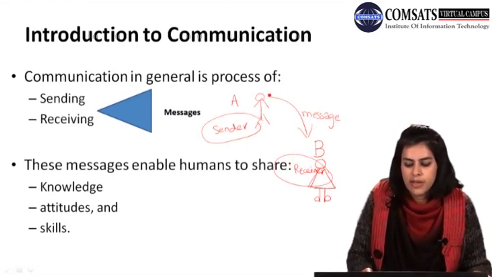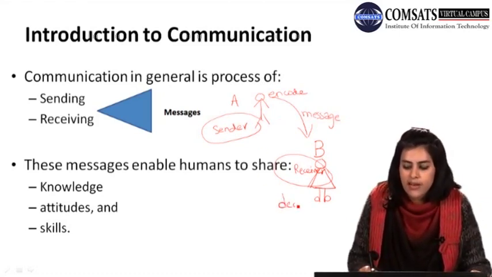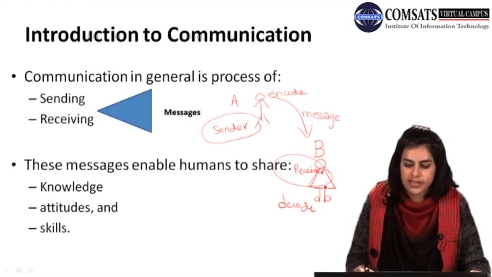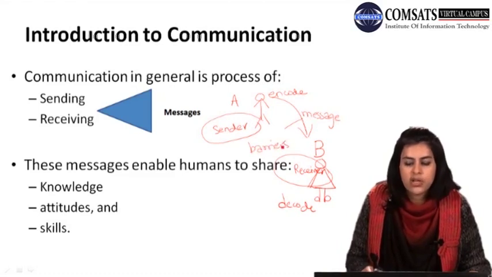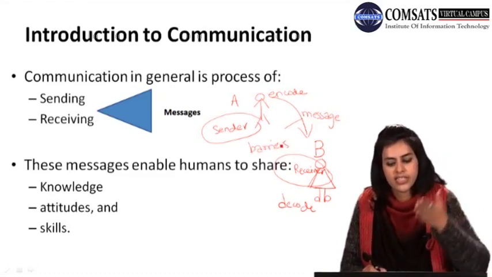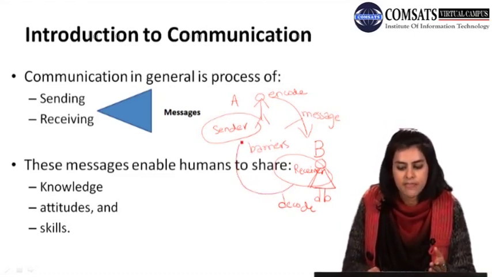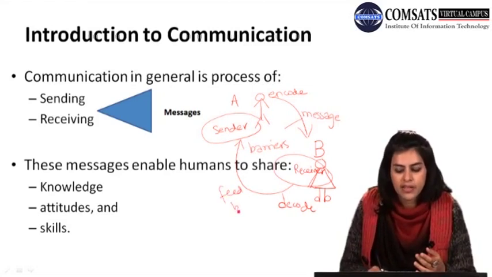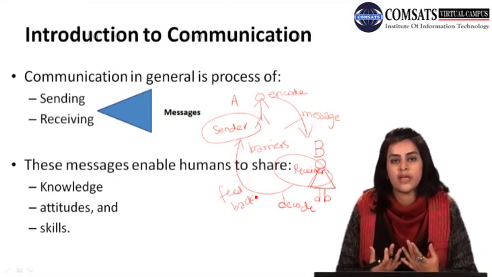This sender has encoded the information in his brain, and this receiver is going to decode that information in his or her brain. Now the message is being sent through the barriers which can be there in your communication. Now the receiver is going to receive the information, and then the receiver is going to give feedback back to the sender, and this feedback can be in the form of your non-verbal behavior as well as your verbal behavior.